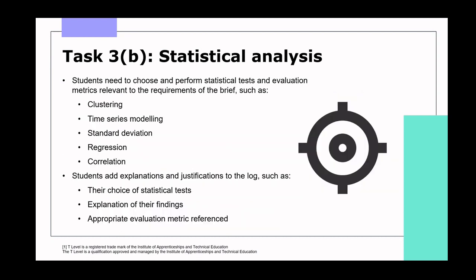And in the second part of Task 3, students will be asked to perform a statistical test and evaluation matrix to find a trend or pattern, for example. And as shown on screen is a reminder of the statistical methods mentioned in the specification. Students will also add to their decision log their explanations and justifications for the statistical test chosen, their findings from that test, and with an appropriate evaluation metric reference, such as correlation and Pearson's R.